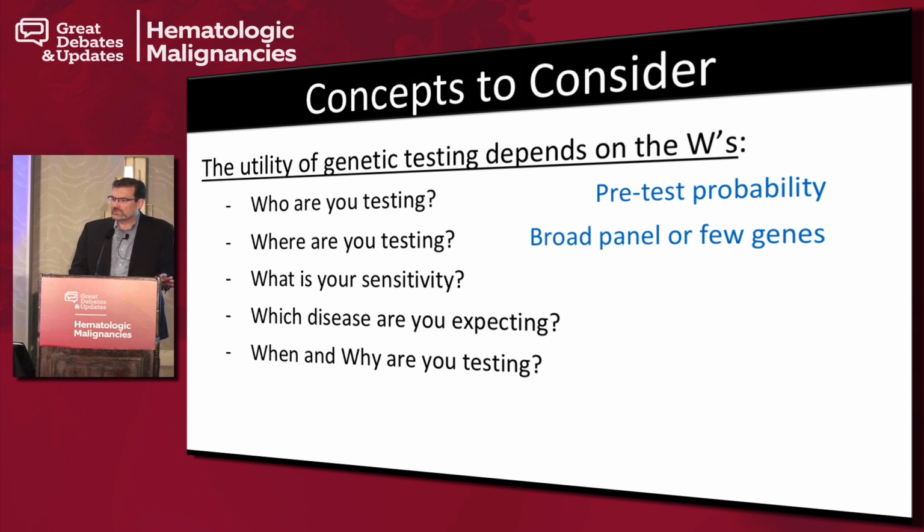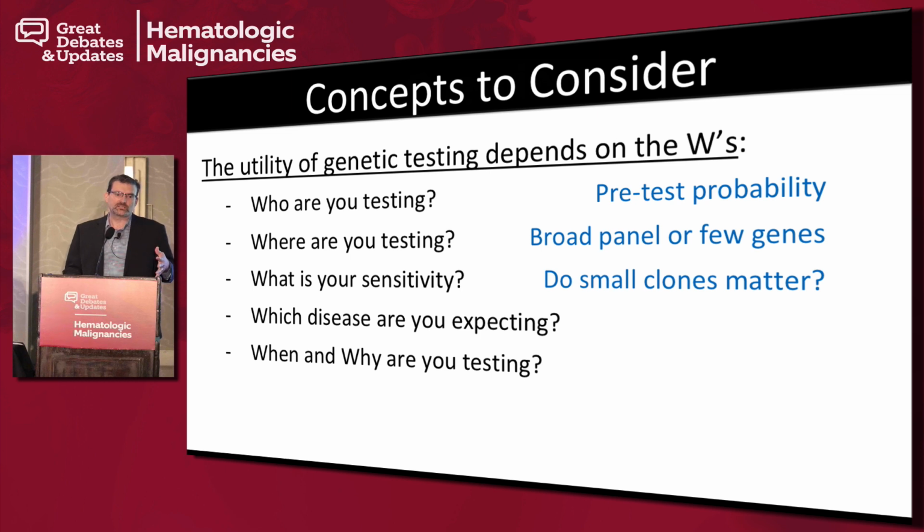And finally, think about the sensitivity. There are some diseases where small clones matter, particularly when you're thinking about prognostication. If you find a small clone that happens to be an adverse mutation, that might be something to note. That might be something that really changes the outcome for this individual. And if you're doing less sensitive testing, you might not identify that.